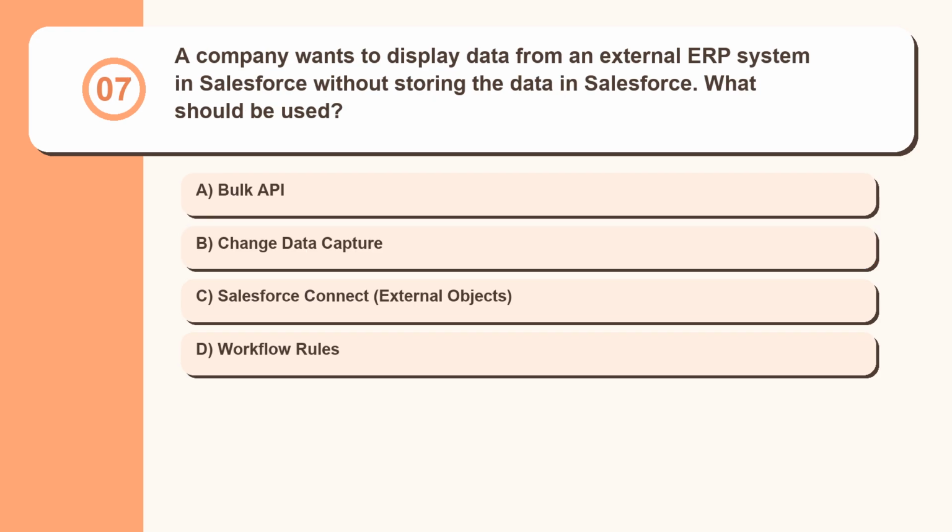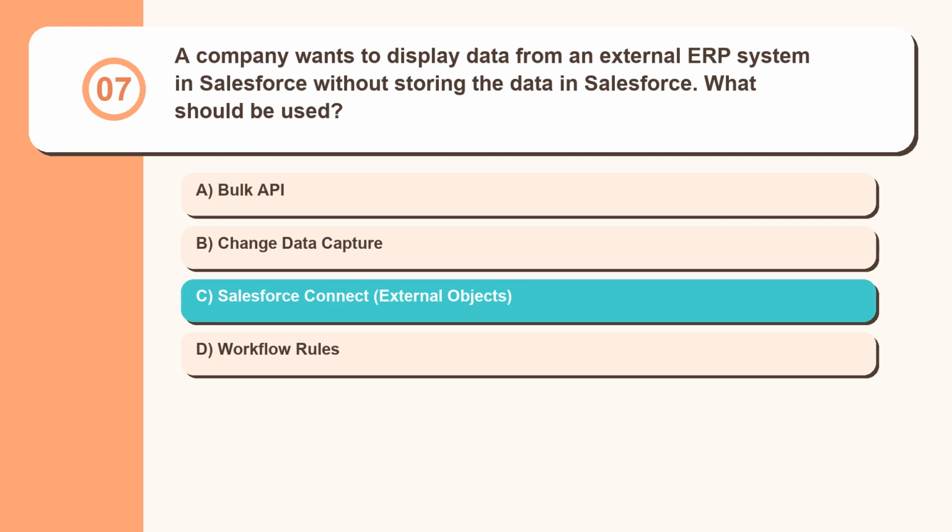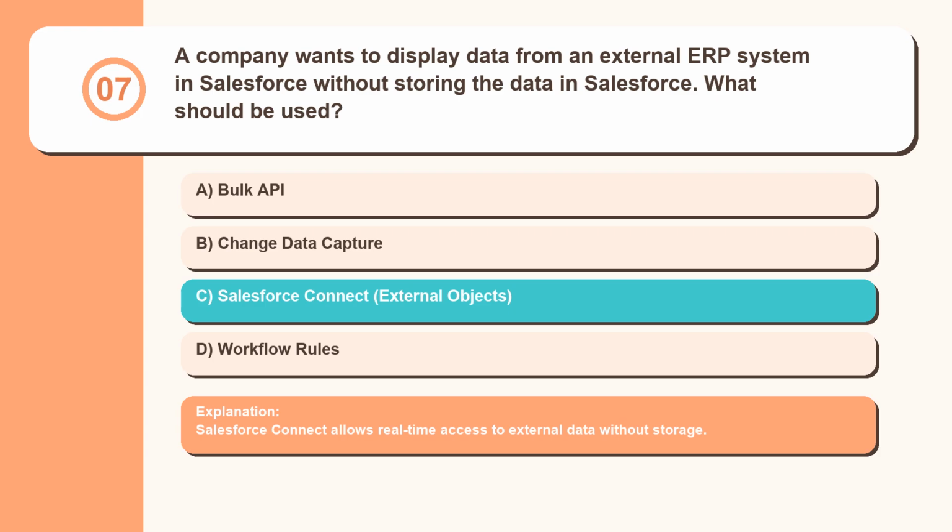Question 7. A company wants to display data from an external ERP system in Salesforce without storing the data in Salesforce. What should be used? Bulk API, change data capture, Salesforce Connect, external objects, workflow rules. Salesforce Connect allows real-time access to external data without storage.